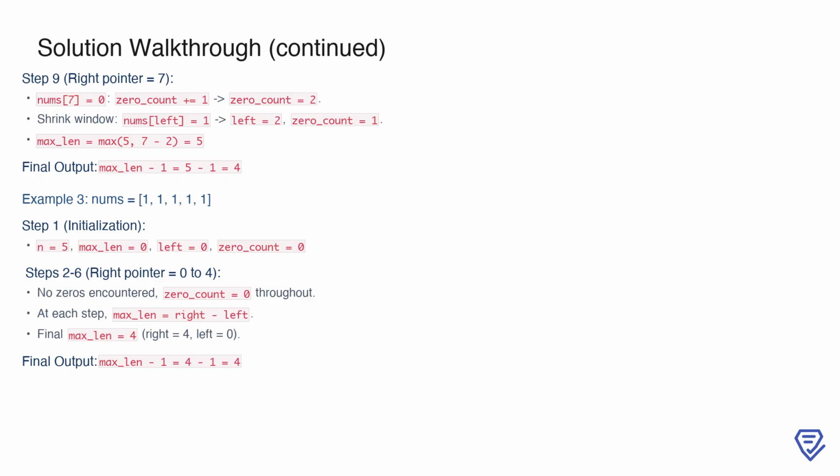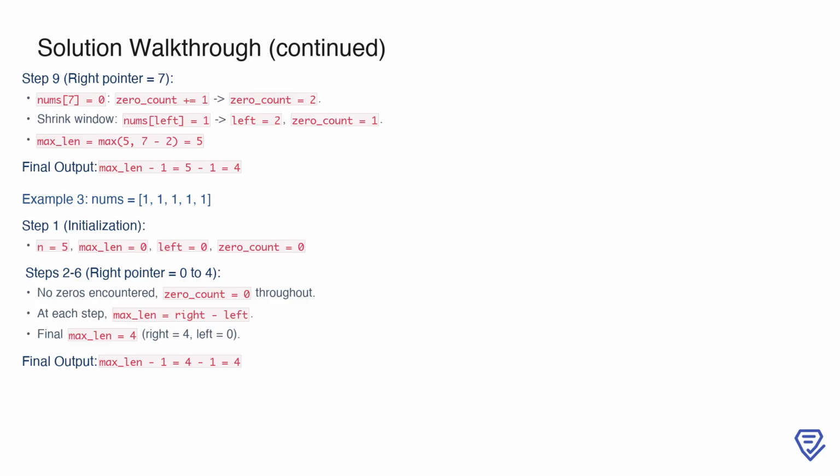To maintain only one 0 in the window, we adjust the left pointer. The value at nums[left] is 1, so we simply move left to 2, ensuring zero_count is reduced back to 1. The subarray length is then calculated as 7 minus 2 equals 5, so max_len remains 5. Subtracting 1 for the required deletion, the final output is max_len minus 1 equals 4. For another example, consider nums equals 1, 1, 1, 1, 1.